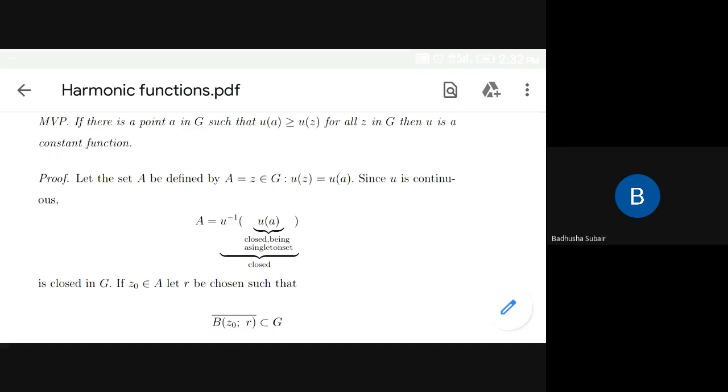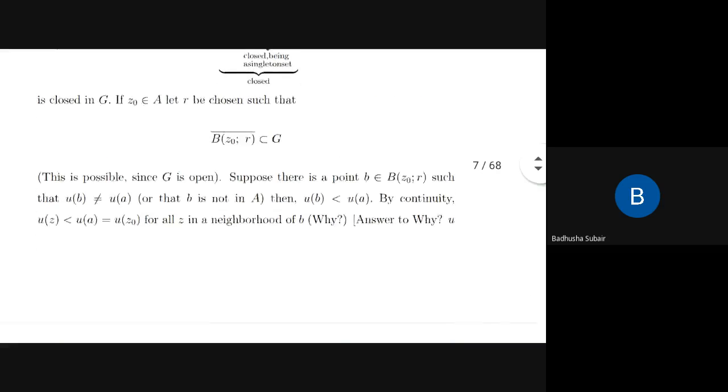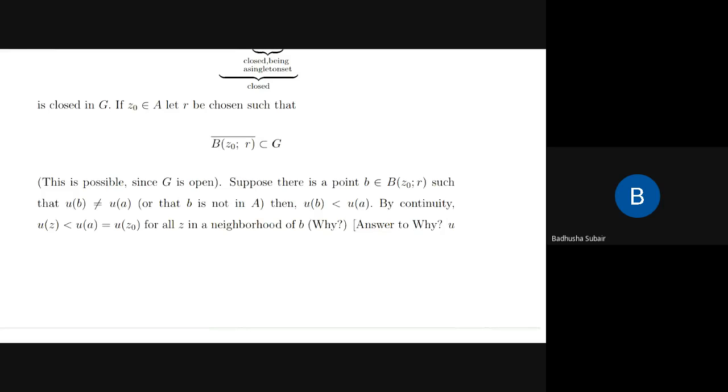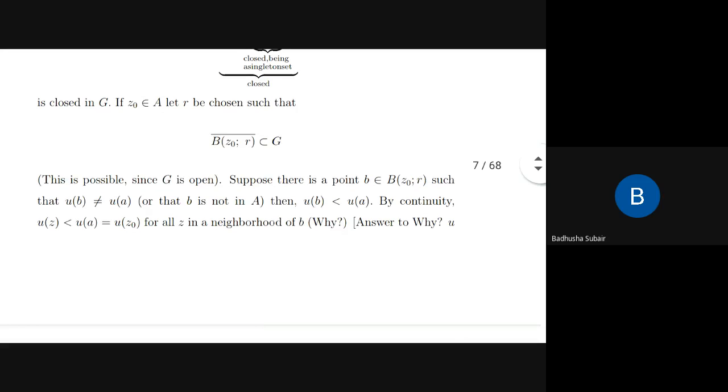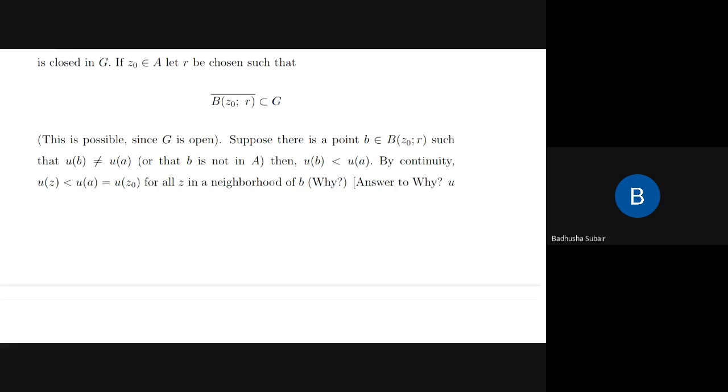Okay, for that, we let a point Z naught belong to A, and we choose an R so that B closure of Z naught, R is a subset of G. And this is possible because U is a function with the mean value property. So we are choosing an R such that B closure of Z naught, R is a subset of G. So we have said that we are using the contradiction method. So we'll assume that B closure of Z naught, R is not a subset of A, which implies that there exists a B belonging to B closure of Z naught, R such that B does not belong to A.